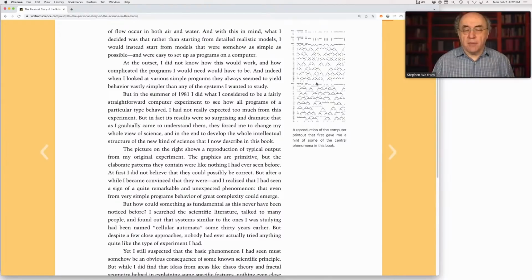But the big surprise was, I thought these simple programs that I had, which were just like one line of C code or whatever, would just generate very simple behavior, but they didn't. And at the beginning, I was like, there has to be a way. They look complicated, but they can't really be complicated. There must be some hidden kind of regularity here, which I'm not seeing.